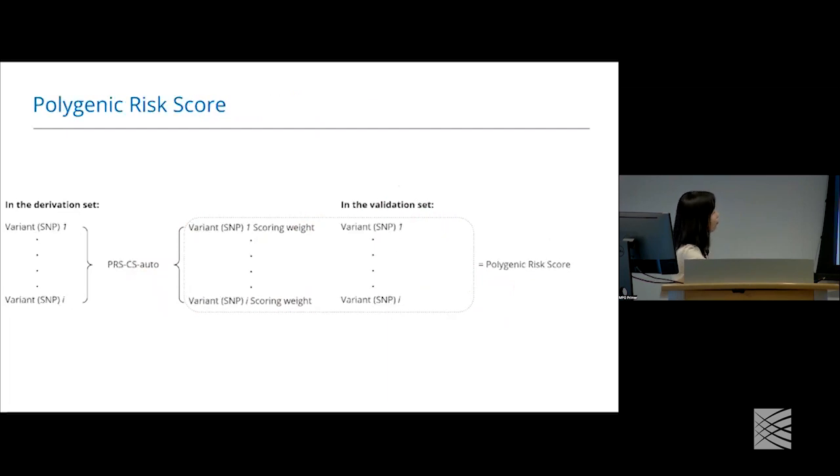We have a similar framework for the polygenic risk score. Also in the derivation data set, we use the GWAS summary statistics from a previous study and input the summary stats into the PRS-CS algorithm, which will also adjust the variant weight to avoid overfitting. Then we apply this scoring weight in the validation data set to calculate a polygenic risk score. And again, we test the disease and quantitative traits differently using different methods.